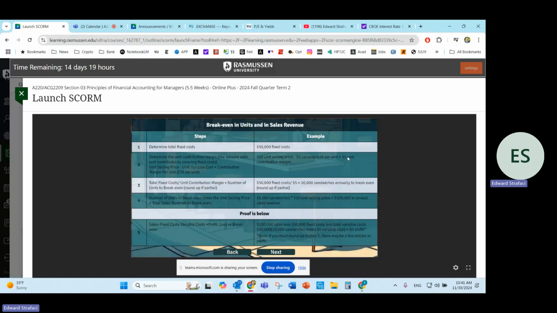They call it a contribution margin. It could also be just how you're knocking down your fixed cost. So now I take my fixed cost, divide it by that contribution margin. And now I know that once I sell 10,000 sandwiches, I'm accounting for my variable cost. I've covered my fixed costs.